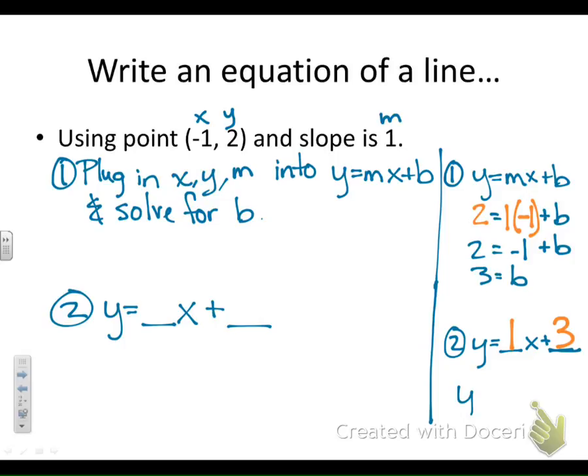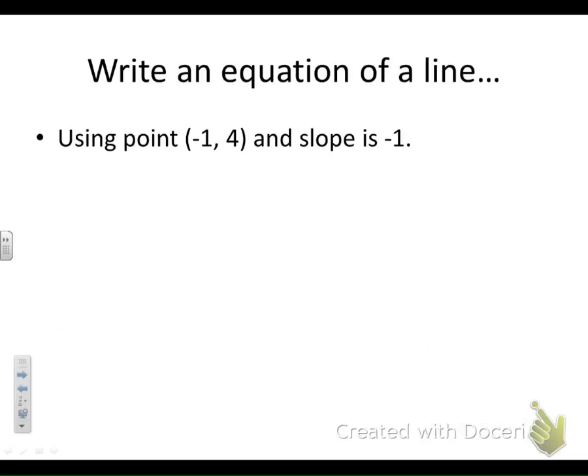And if I want to clean that up, y equals x plus 3. Writing another equation of a line, using point -1, 4, and slope is -1. I'm going to plug in -1 for x, 4 for y, -1 for m.